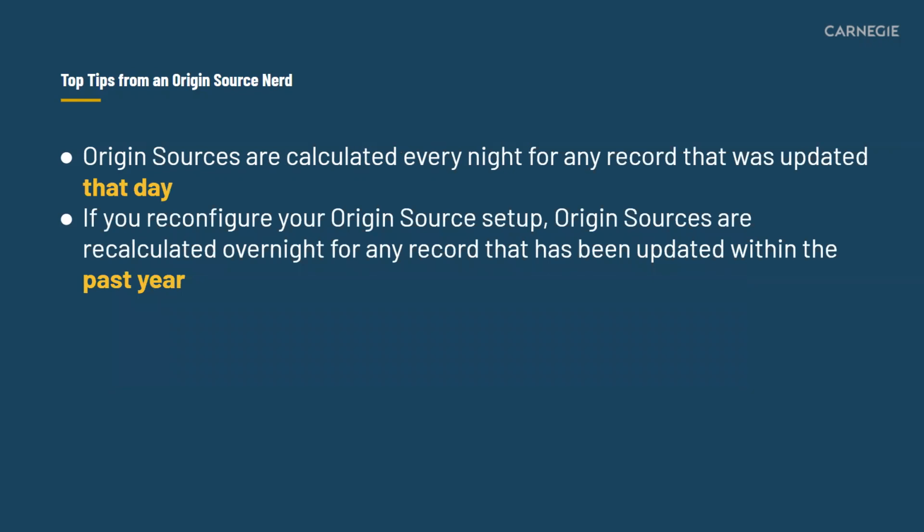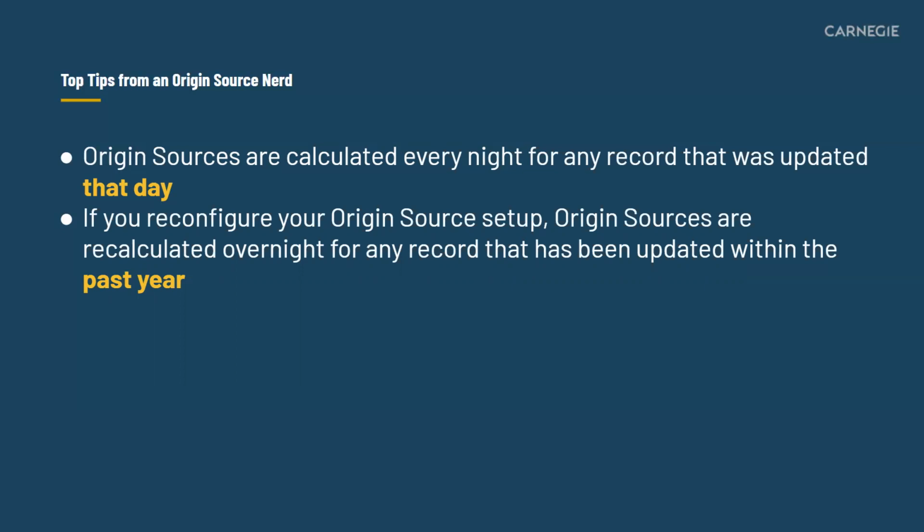Okay, origin sources are calculated every night for any record that was updated that day. So you have a record that already exists, they take an action like signing up for a campus tour, then there was a change on that record. It's going to update overnight and recalculate the origin sources, first sources and last sources for every group.